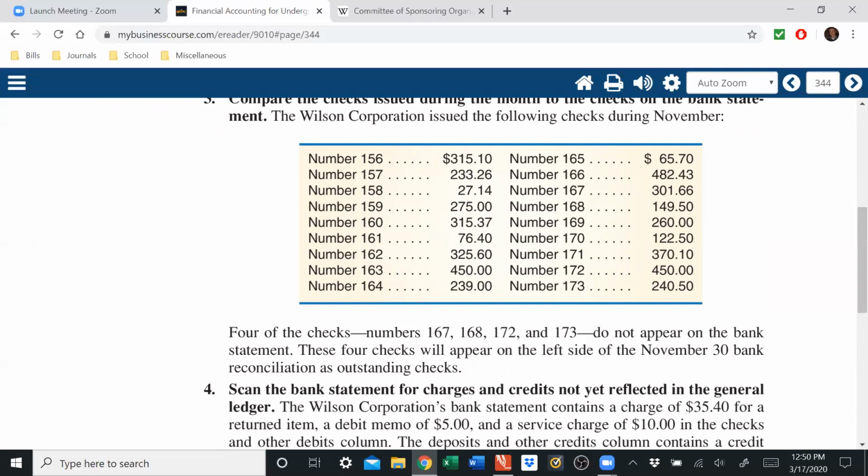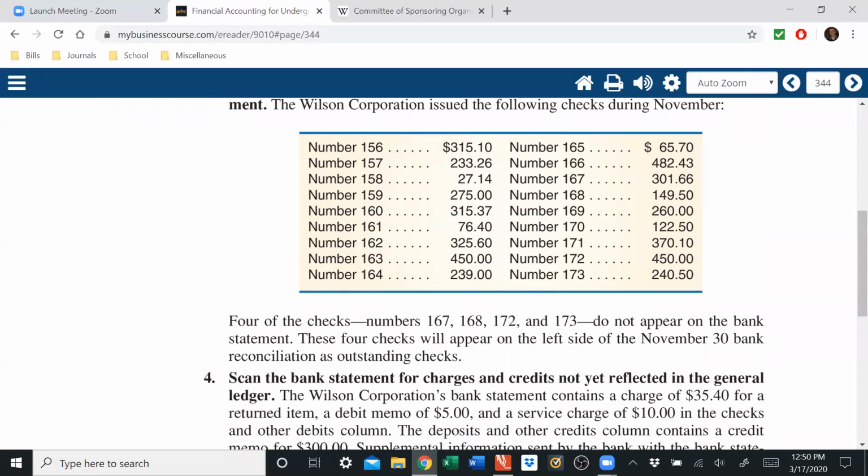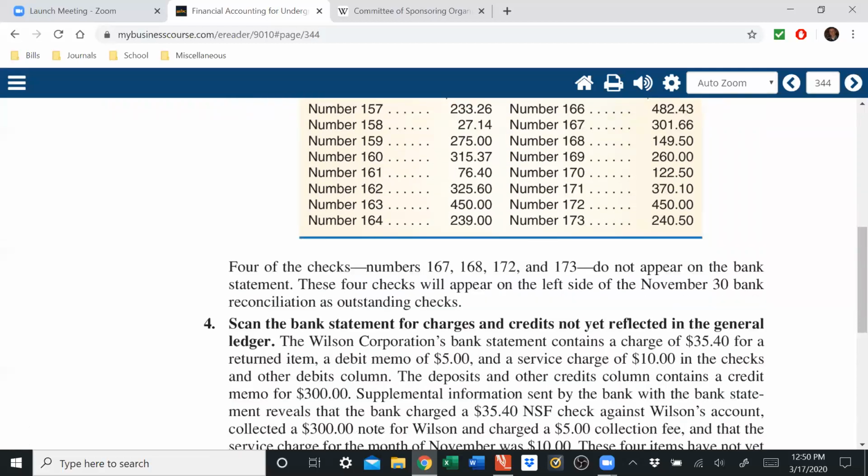Why has it not cleared our bank yet? Maybe the person we wrote the check to still has it in their pocket and hasn't taken it to their bank. Therefore, it hasn't cleared our bank yet. Therefore, it's not on our bank statement. So if you compare each of these checks to the bank statement, you'll see 167, 168, 172, and 173 are not on the bank statement. So $301.66, $149.50, $450, and $240.50. Those are all the outstanding checks. So we're going to subtract those from our bank balance.